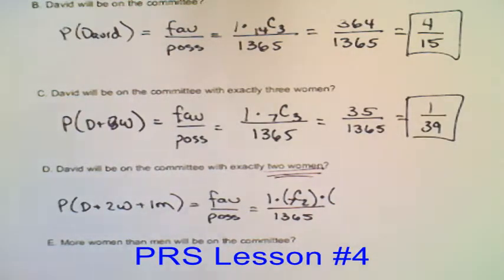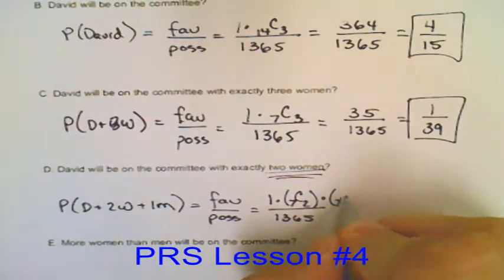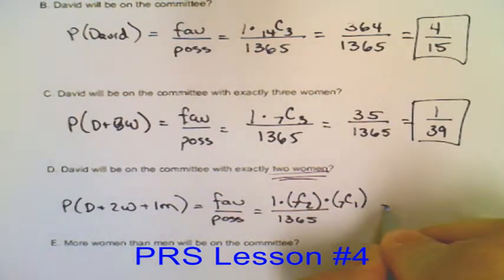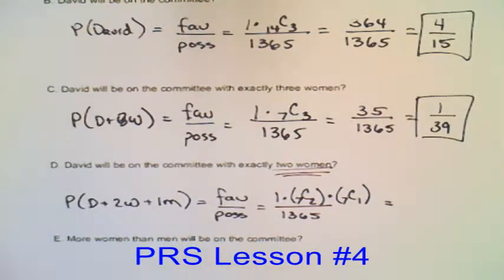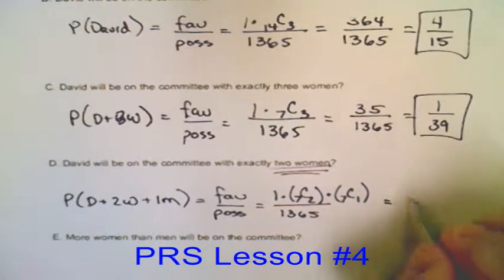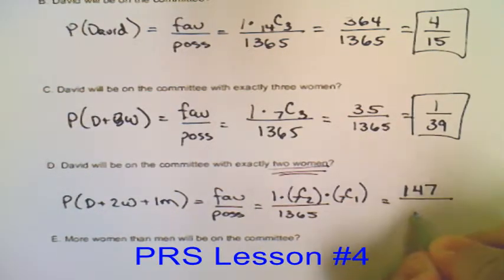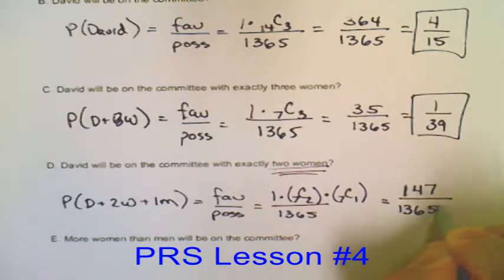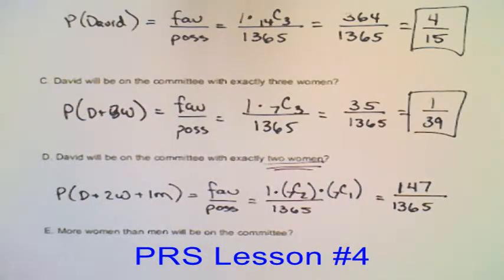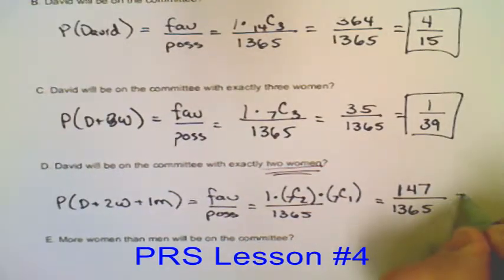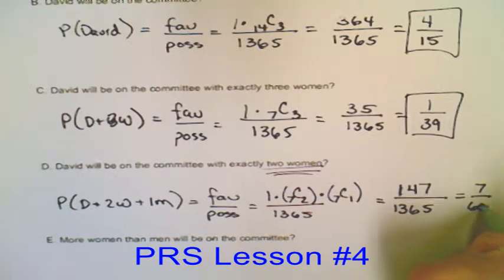The possible is still 1,365. I've got David, 2 women, which is going to be 7, choose 2, and I've got 7 other men. David is one of the men. There were 8 men. David's gone. 7 men left, and I need one of those. 7, choose 1. If I work that out, I've got 7, choose 2 times 7, choose 1, times 1, which I don't need to do. And if I figure that out, I'm going to get 147.